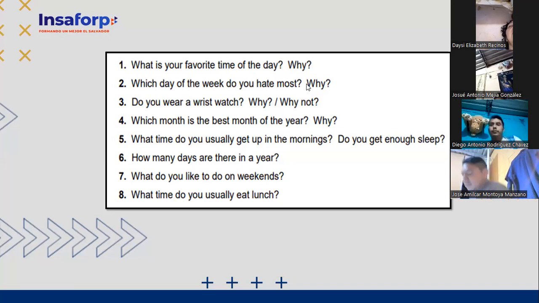De 2 a más. Por ejemplo, what is your favorite time of the day? Ah, eso está fácil. My favorite time of the day is the morning. Why? Because I have more energy. I feel like I work better in the morning. I feel happier in the morning. And then in the afternoon, I feel tired. Y en la tarde ya me siento cansada. So I prefer the mornings.